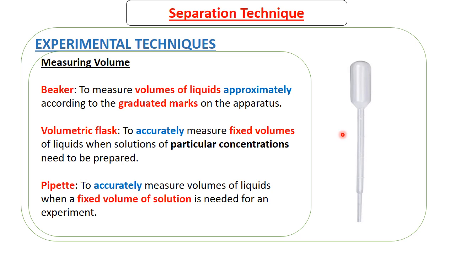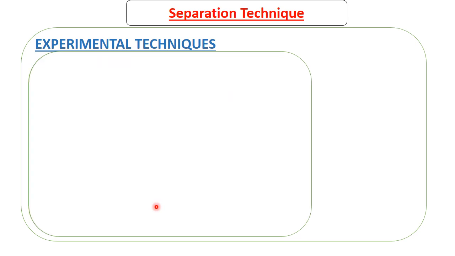So now, how does this relate to this? It is used to accurately measure volumes of liquids when a fixed volume of solution is needed. So when you want to prepare a solution that has a fixed volume, you don't want to mess with the volume, so use a pipette.